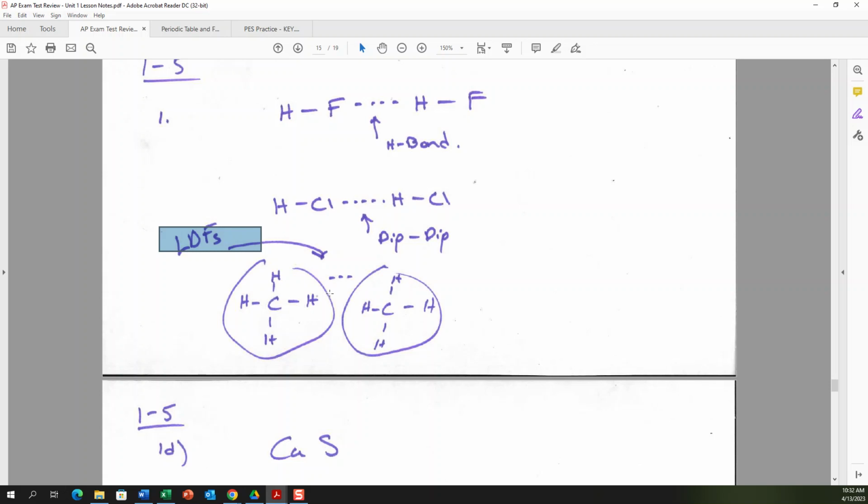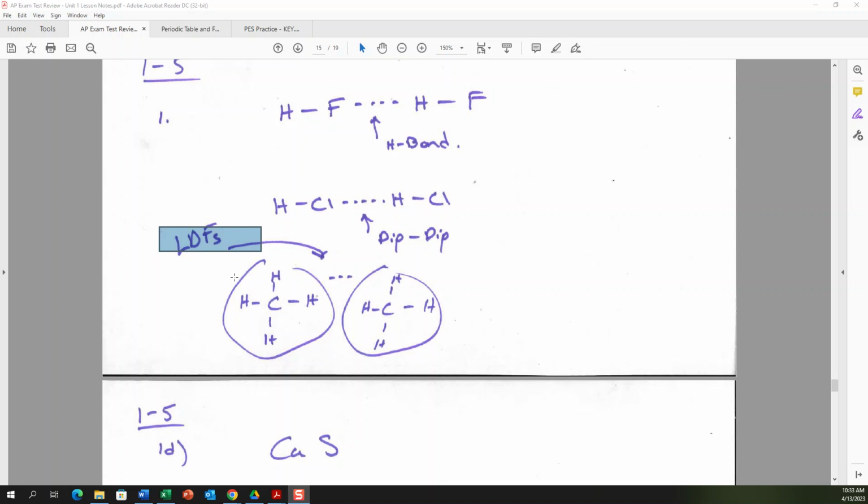Remember, London dispersion is just a spontaneous or instantaneous or non-permanent dipole-dipole interaction, right? So at any given point in time, in a methane molecule, more electrons could be over here, and the same thing happens over here. All of a sudden there's more electrons on this side of the electron cloud, so this side's positive, that side's negative, and then you get that non-permanent dipole-dipole interaction. We call it London dispersion.